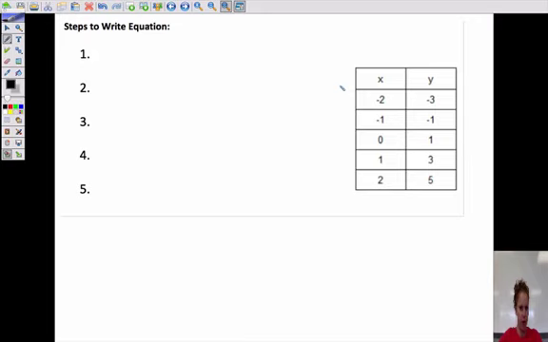So if we get into it, there are going to be 5 steps to writing an equation from a table. First, we're going to start with those blanks that we did with writing equations from graphs. So we're going to fill in a blank for the rise, for the run, and for the y-intercept. We're going to start with the slope, so we're going to find the rise first.